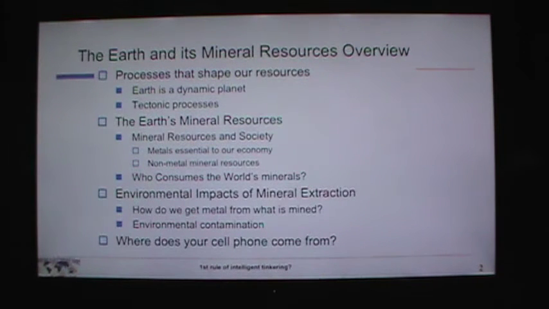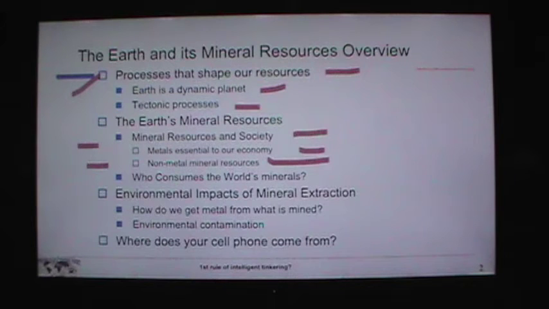So we're going to talk about the processes that shape our resources. We have a very dynamic planet. We'll talk about those tectonic processes that have brought us so many mineral resources on this planet. Mineral resources in society: metals that are essential to our economy, and some non-metal mineral resources that are also essential to our economy.